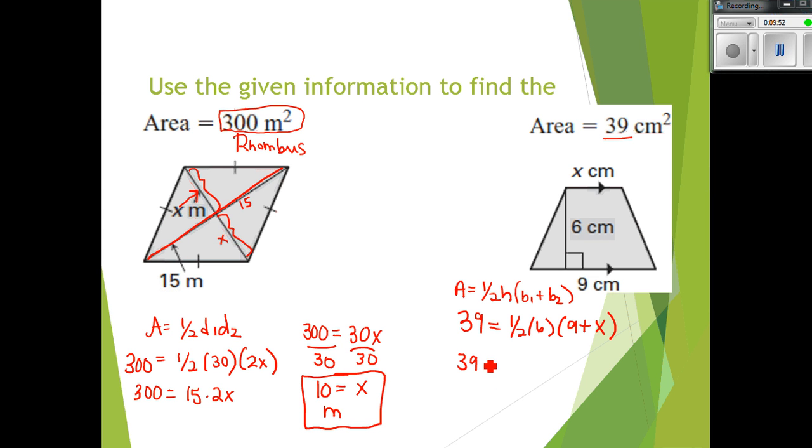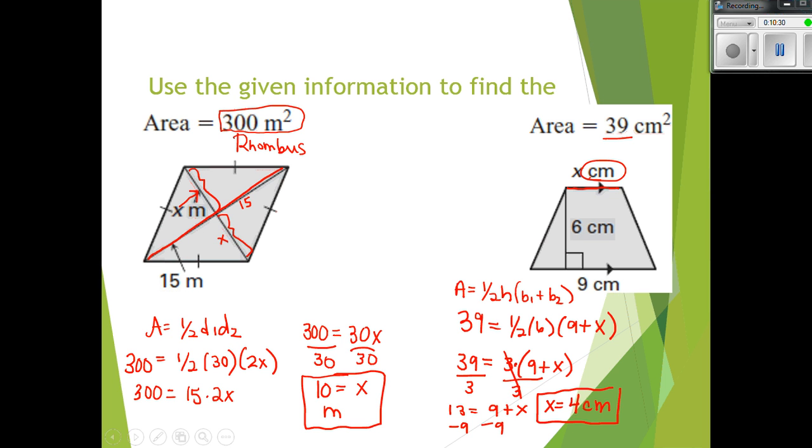So I'll say 39 equals 1/2 of 6, which is 3, times 9 plus x, as I'm going to bring that down. That's being multiplied, and to cancel out a multiplication, the opposite would be to divide. So I'm going to go ahead and divide by 3 on both sides. I get 13 equals 9 plus x. Subtract 9 from both sides, and I get x equals 4 centimeters. And remember, we're looking for a length, so we're just going to use centimeters.